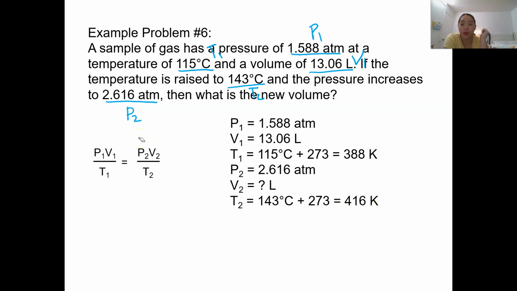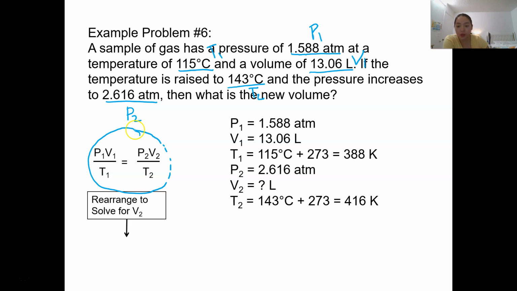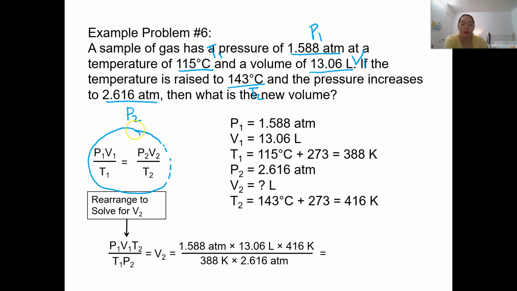Okay. So after you have identified your given and your missing variable, you want to rearrange this equation right here in order for you to isolate V2 so you can solve for it. And after you rearrange this equation, you get this, where V2 is equal to P1 times V1 times T2 over T1 times P2. When you plug in the given variables, you should get 8.500 liters.